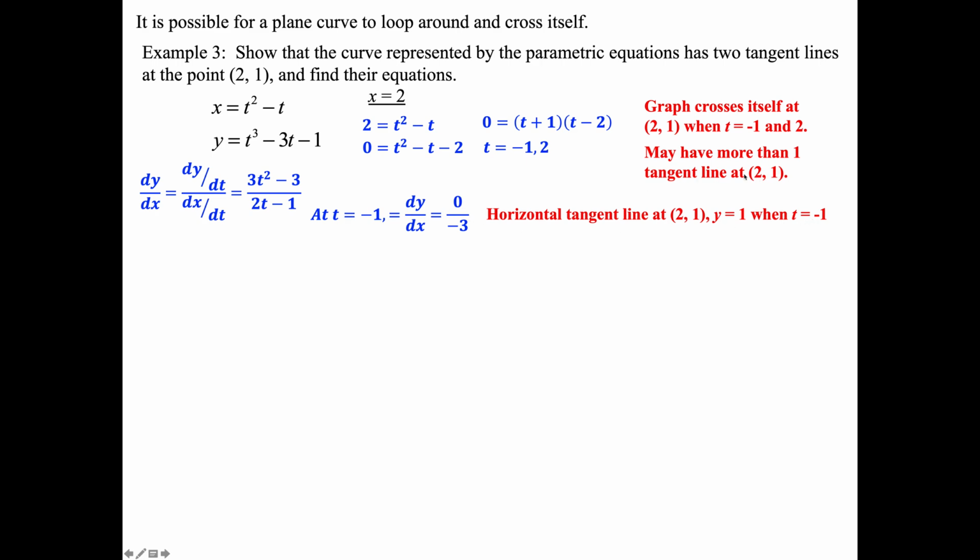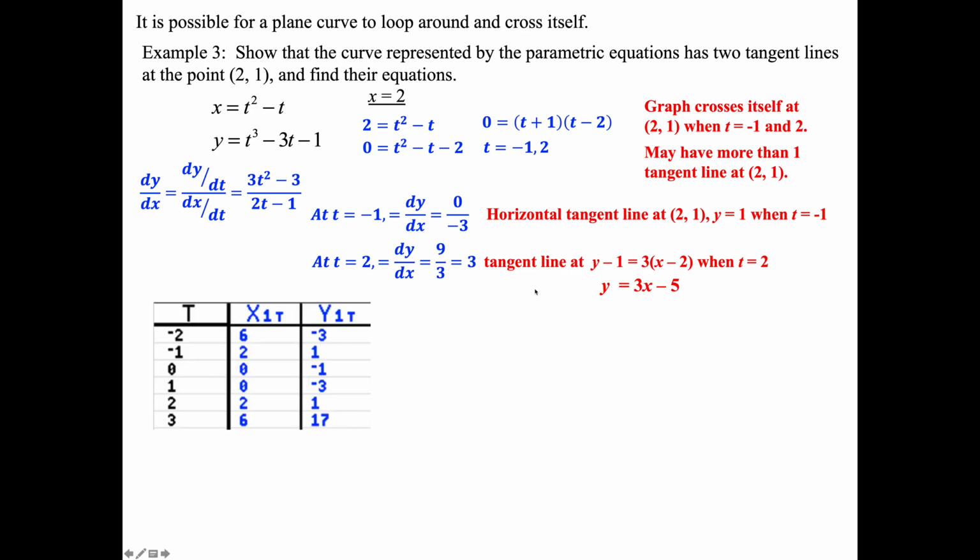Now when we want to test 2 for the time, we get 9 over 3 when we plug the 2 into our first derivative. So now we have a slope of 3. So this is a slanted tangent line. So we have the point. It's 2, 1. So we got to use our point slope form. y minus 1 equals 3 times x minus 2 when t is equal to 2. Or we can convert that again into slope-intercept form. y equals 3x minus 5.